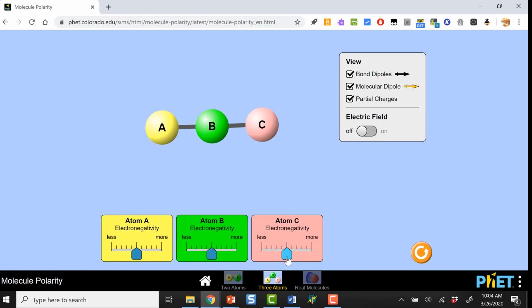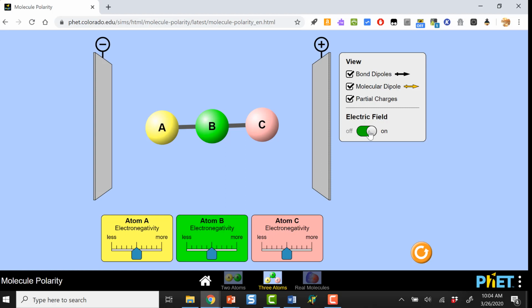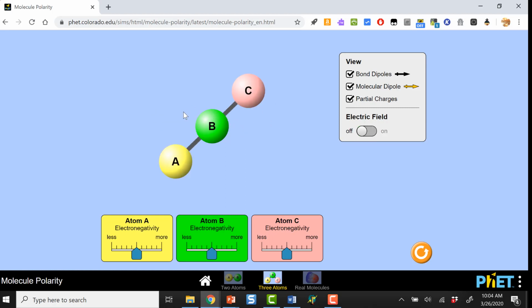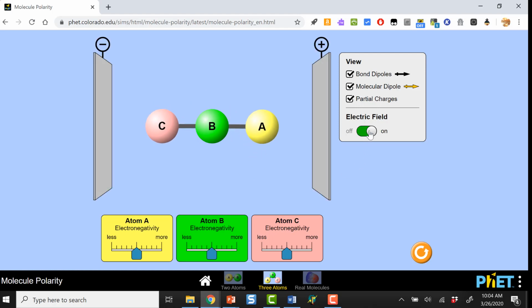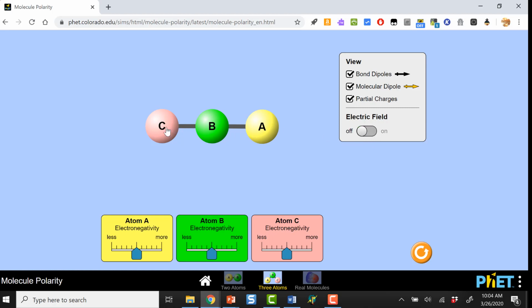Sometimes molecules have 3 atoms. Sometimes they have more. In this case, notice there's no polarity at all. I'm going to turn on the electric field. Absolutely nothing happens. Matter of fact, just for the sake of argument, we could flip this over and turn the electric field back on. Nothing happens. That's because there's no charge to the molecule. There's no dipole. I can turn that off again.